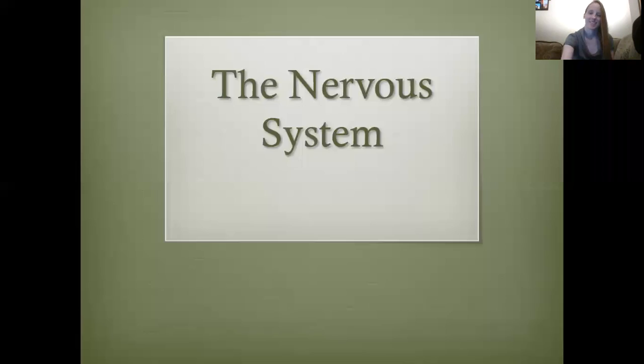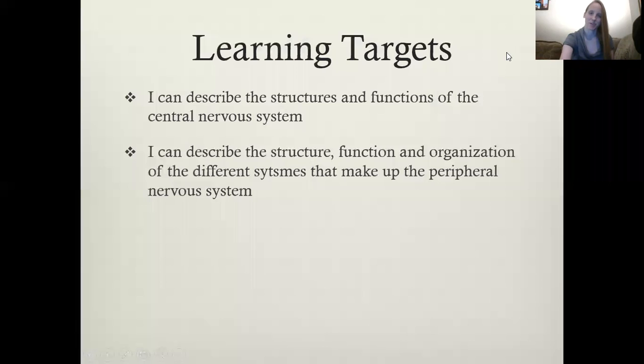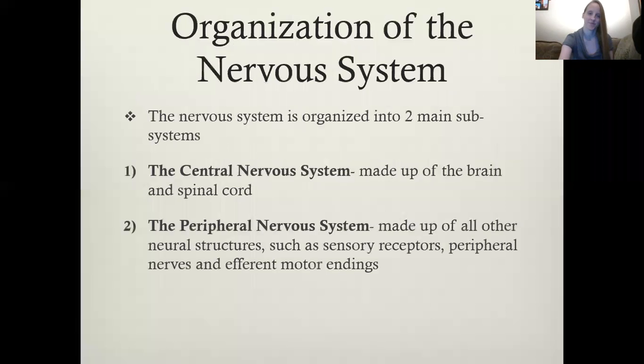Hey guys, so in today's lesson, we're finally going to start talking about the nervous system as a whole. So let's get into it. In this lesson on the nervous system, we're going to be going over the different structures and functions of the central nervous system, as well as the peripheral nervous system. Those are the two main subcategories of the nervous system.